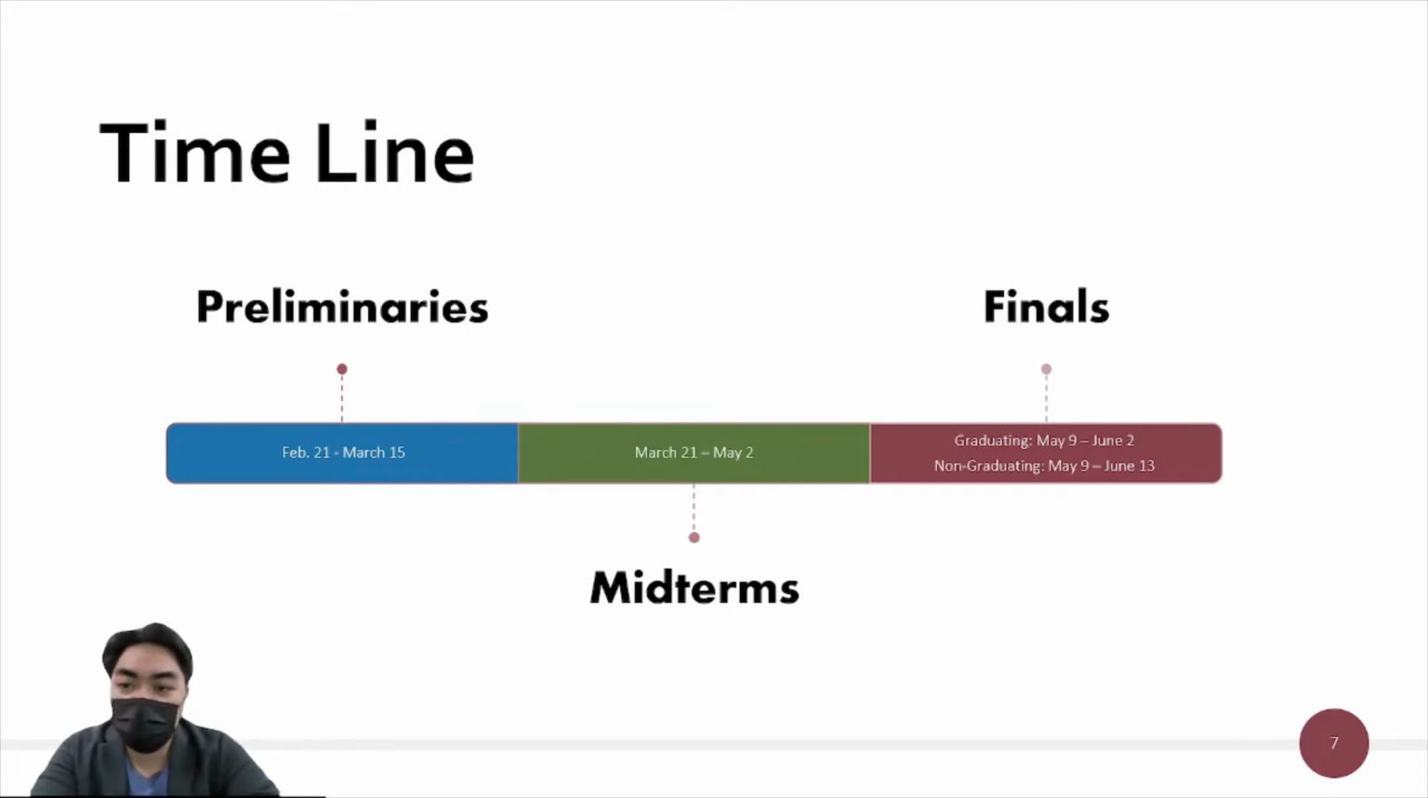So our timeline ranges from February 31st, that is basically today, up until June 13 for non-graduating, and for those who are graduating, I'll have to check your status again in the class list, June 2. Okay, so our semester is divided into 3. We have the prelims, the midterms, and the final term. Okay, so you can pause here to check the timeline again.